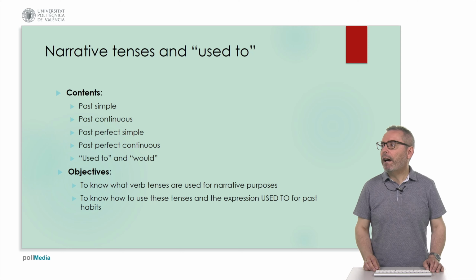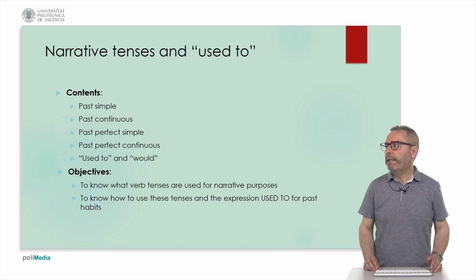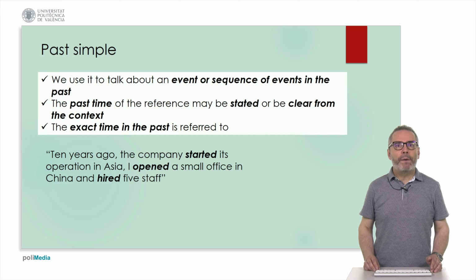The objectives are to know what verb tenses are used for narrative purposes. That means when we are narrating or describing acts and events in the past. And also to know how to use these tenses and the related expression used to for past habits. Let's start with the past simple.